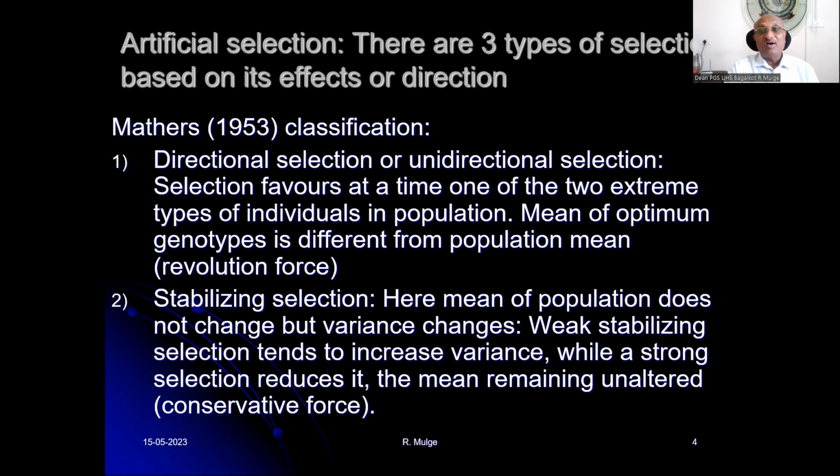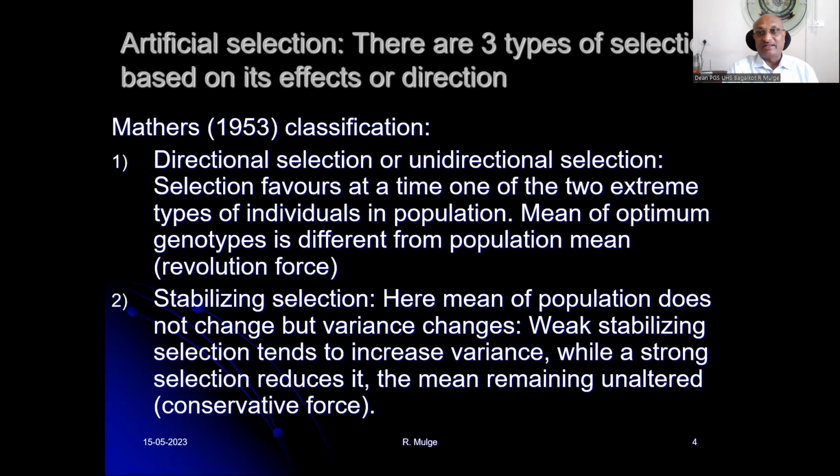Right? The mean will not change. It remains the same, whereas the variance changes. So weak stabilizing selection tends to increase variance, while strong selection reduces it. So, the mean remaining unaltered, it is a conservative force. What is it that you are going to do here?